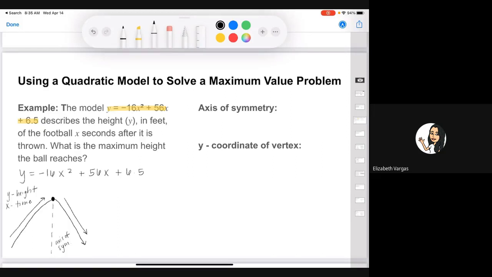And so because we're looking for our maximum height, what we're going to look for here is our y-intercept. Okay, but what we need to do is identify the x value of our y-intercept. And so what we're going to do is find the axis of symmetry, which basically uses this equation right here.